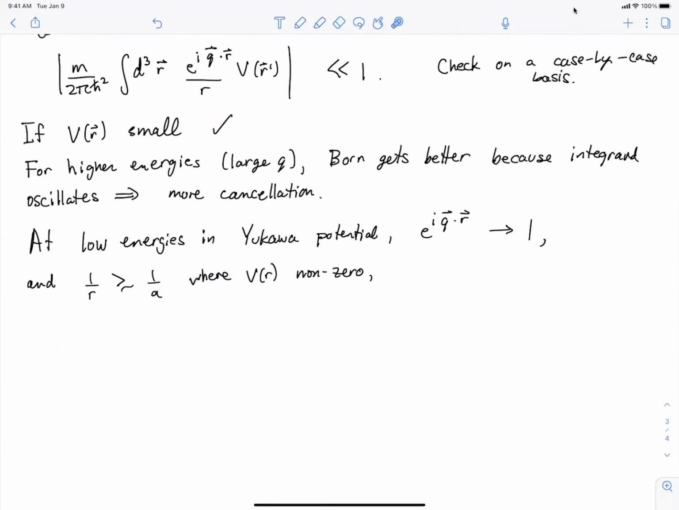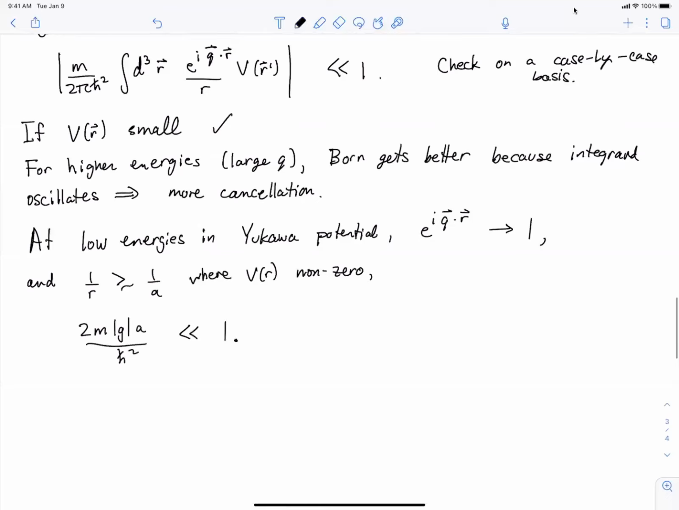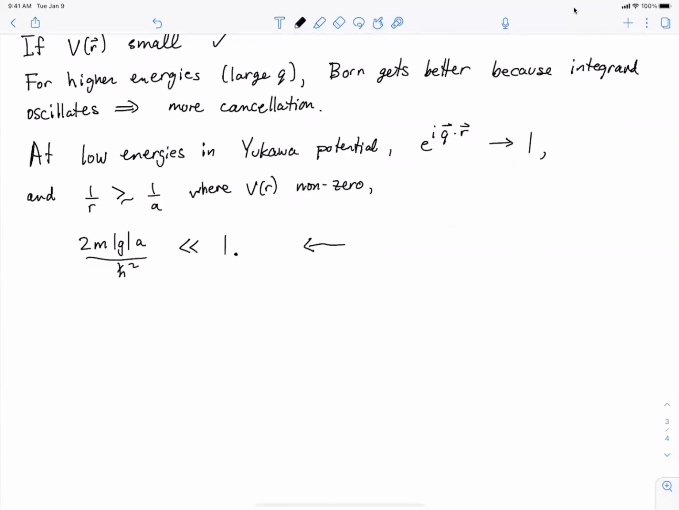And so what you get is approximately 2m, the absolute value of g. Remember, it doesn't care what the sign of g is, times a over h bar squared has to be much, much less than 1. Okay, so you can either do that by making the overall factor of g small, or you can make the a factor small compared to the mass over h bar squared. So this is the very rough condition for the Born approximation to be good, if that's satisfied.